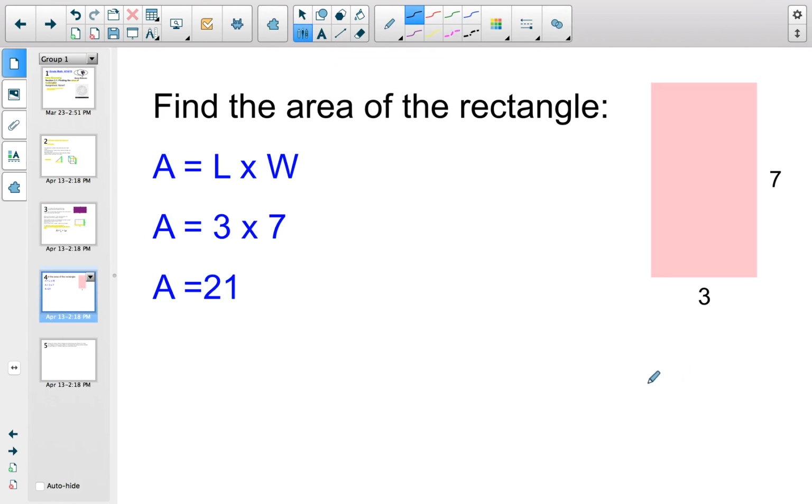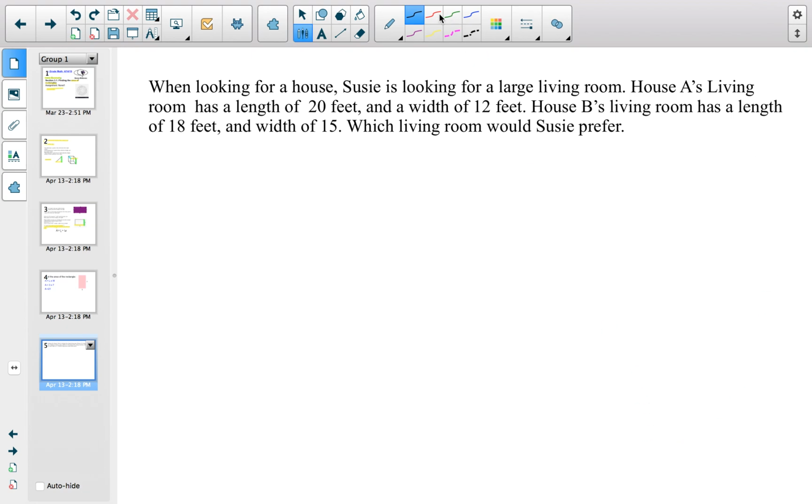Well, area is length times width, and we see that the length is 3 and the width is 7. So if we multiply that, we would get 27. Oopsies, thought I had my marker there. Okay.